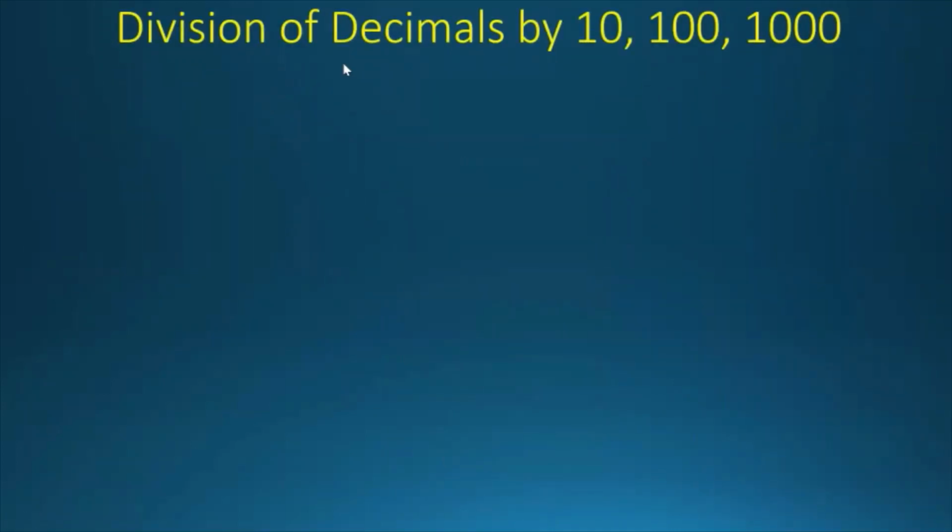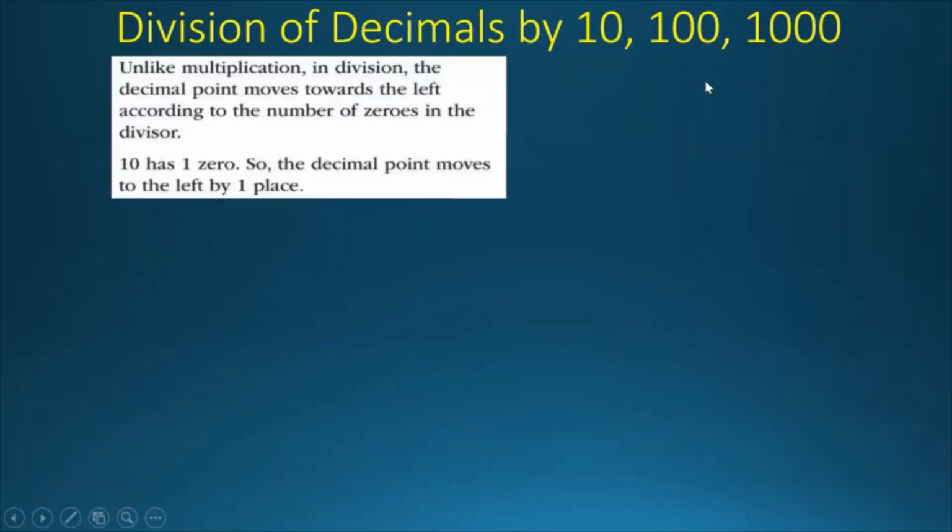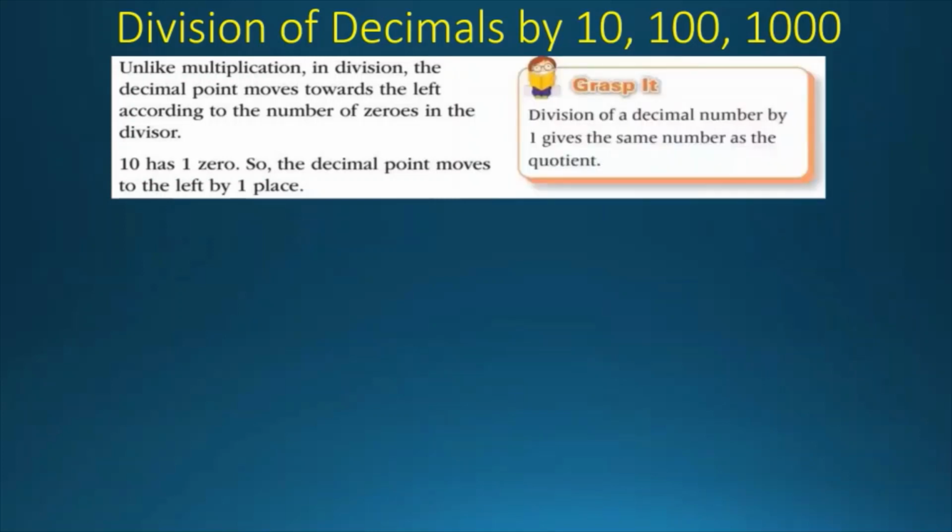Now let's learn division of decimals by 10, 100 and 1000. Unlike multiplication, in division the decimal point moves towards the left according to the number of zeros in the divisor. So the decimal point moves to the left by 1 place. In multiplication, it is totally opposite: instead of going to the left, it goes to the right. This part we have to memorize. It's very important that division of a decimal number by 1 gives the same number as the quotient.